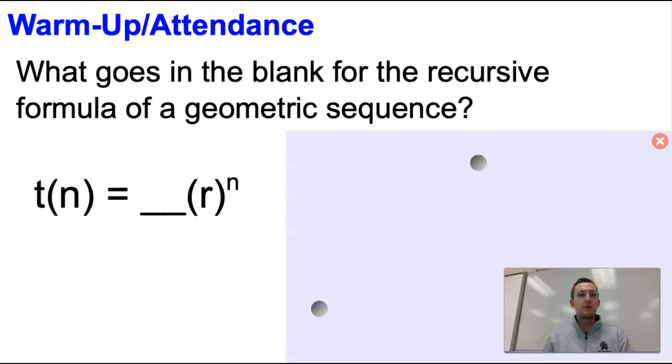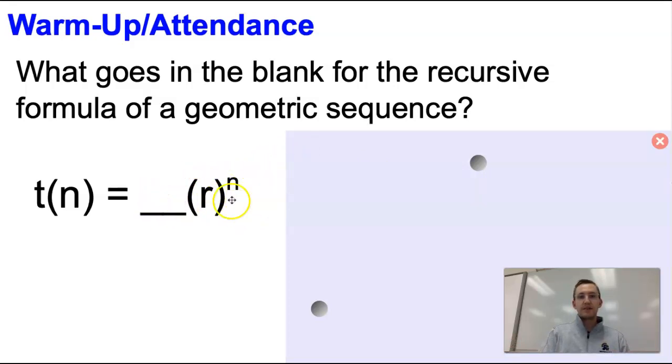Awesome. So a little warm up for us. So when we're thinking about a geometric sequence, we should have this on our toolkit from the other day. But what is missing from this formula? So right now we got T of n is equal to blank times r to the n. So r is that rate, that multiplier that we're multiplying our initial value by in our sequence. n is that term number.